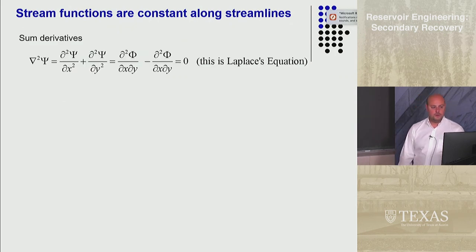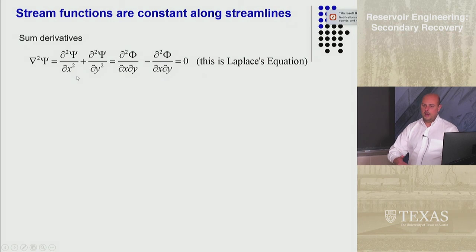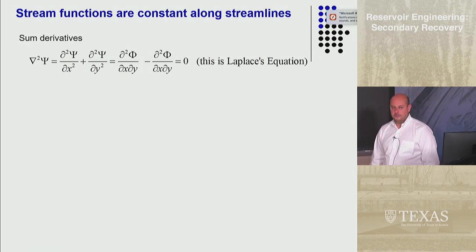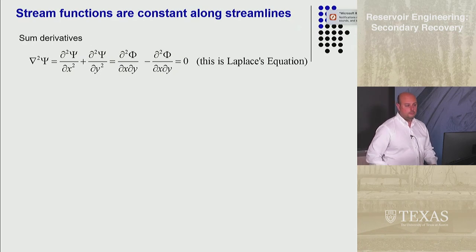And that's what I've written over here. As I said, this is the second derivative of your stream function with respect to x squared plus the second derivative with respect to y squared is equal to 0, and the reason is that these two things cancel. This is what's called Laplace's equation. It's a common equation in a lot of engineering, math, and physics type problems.